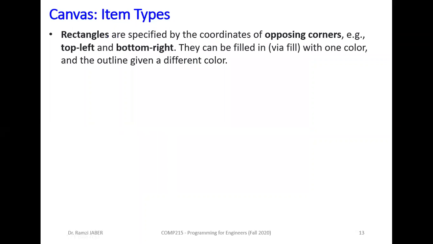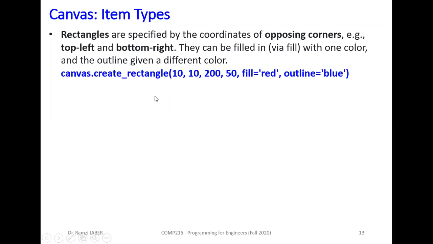Now, item types. We have rectangles. Rectangles are specified by the coordinates of opposing corners, for example top left and bottom right. They can be filled in via fill, like a line, with one color, and the outer line given a different color. Example here.